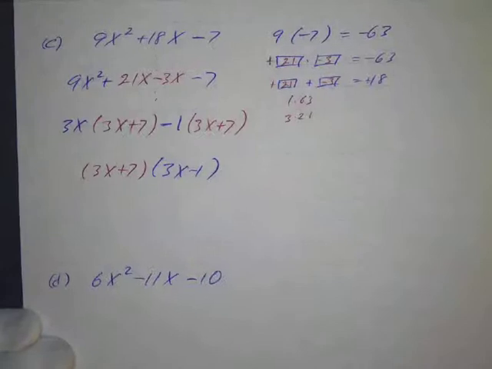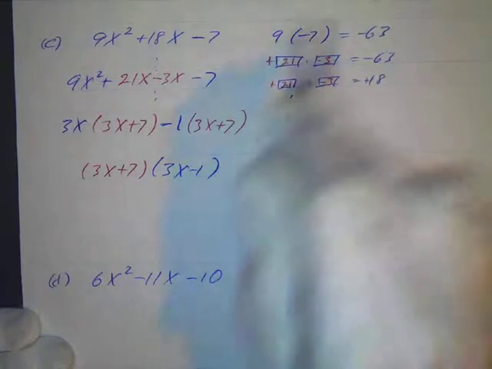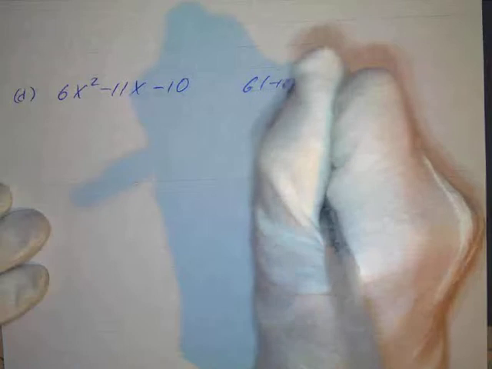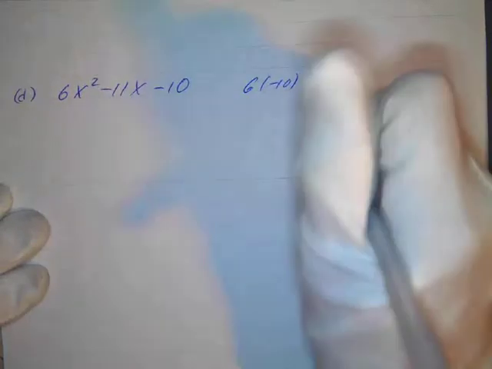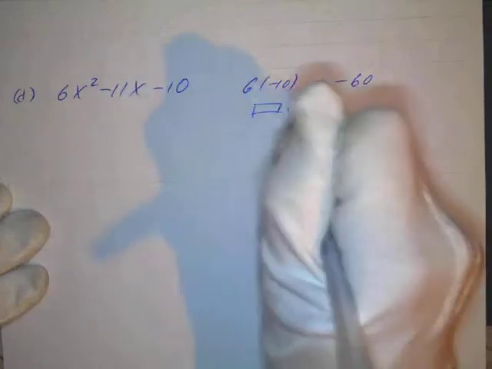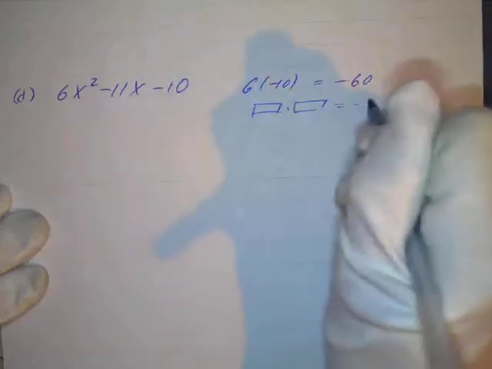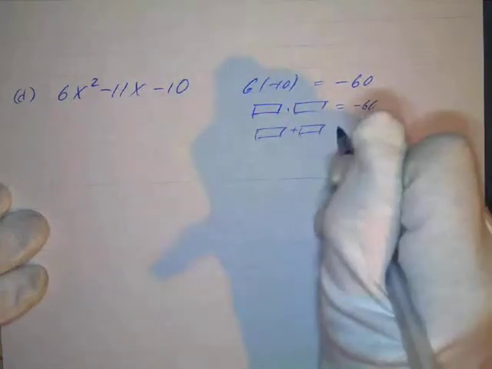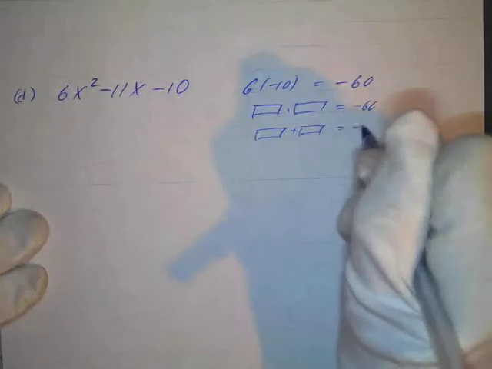Now if this is going too fast, you can always pause it, go back, stop and take a look at it. Everything should make sense. The main idea is this work over here. All right, and our last one, 6 times negative 10. Leading coefficient times the constant term, and that's going to give me a negative 60. So I need two numbers that multiply to give a negative 60. And they have to add up to be negative 11.